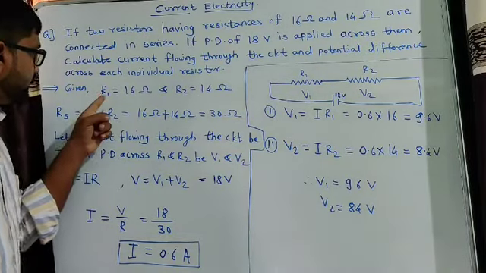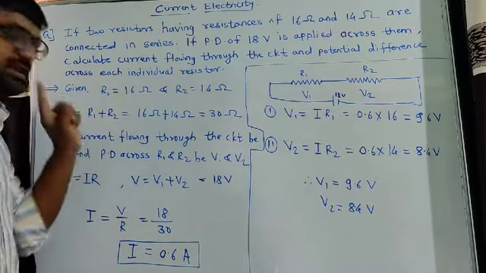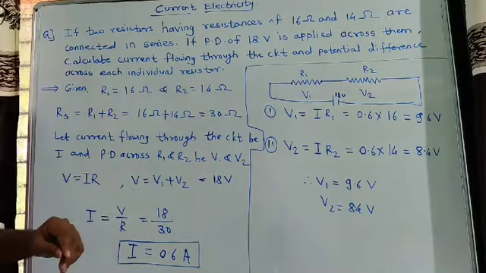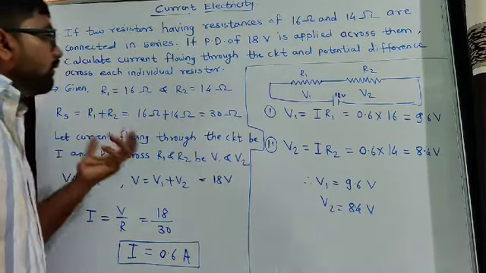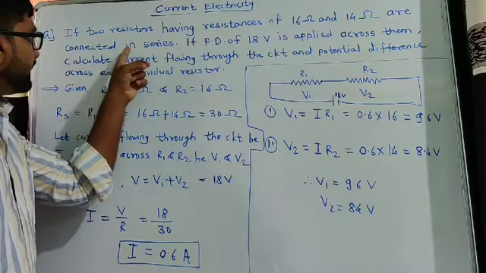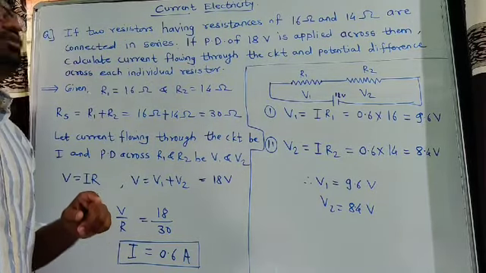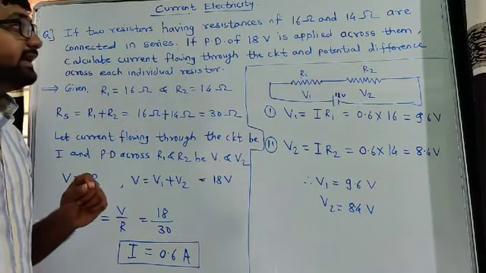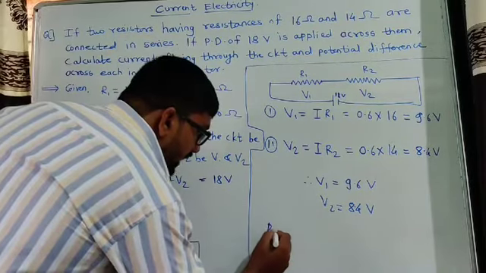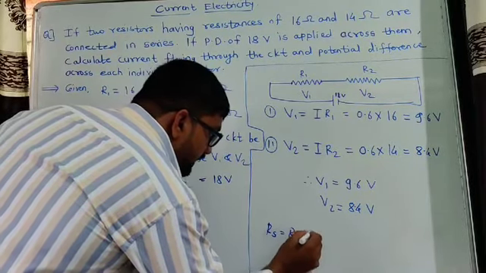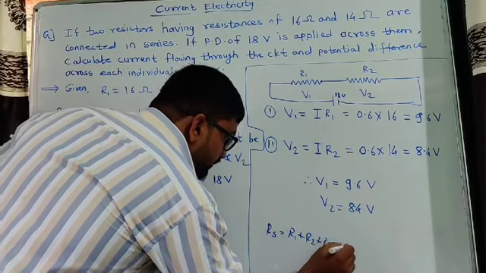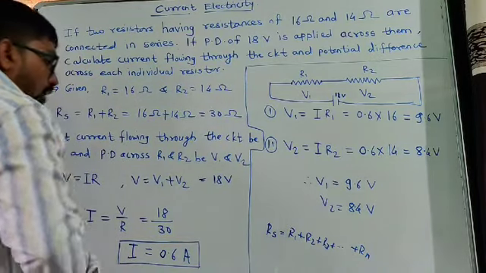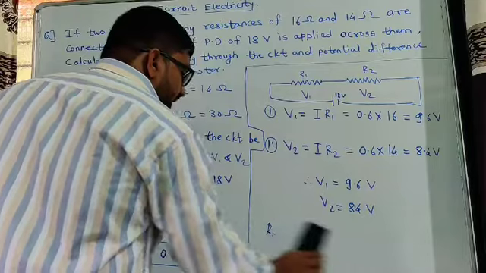So look at all the given data. First, R1 is the first resistor, which has a value of 16 ohm. Then R2 is the second resistor, which has a value of 14 ohm. Now, what do we do here? We connect the two resistors in series. We know the formula of equivalent resistance when they are connected in series, that is Rs. Rs is equal to R1 plus R2 plus R3 plus up to Rn. That means we just take the addition of all the resistors when they are connected in series.